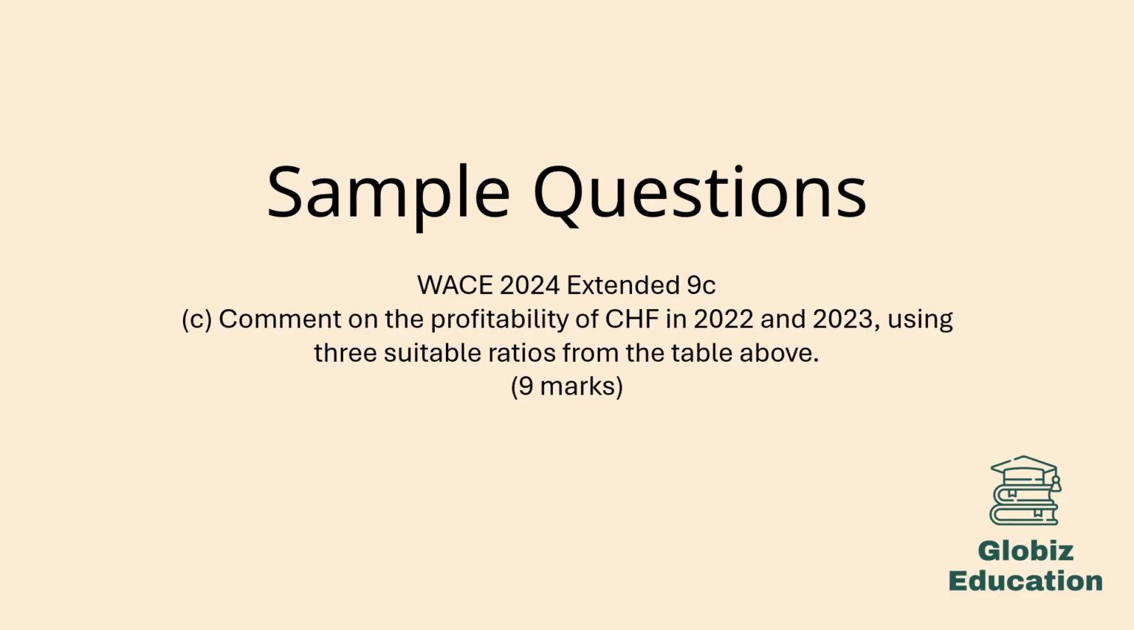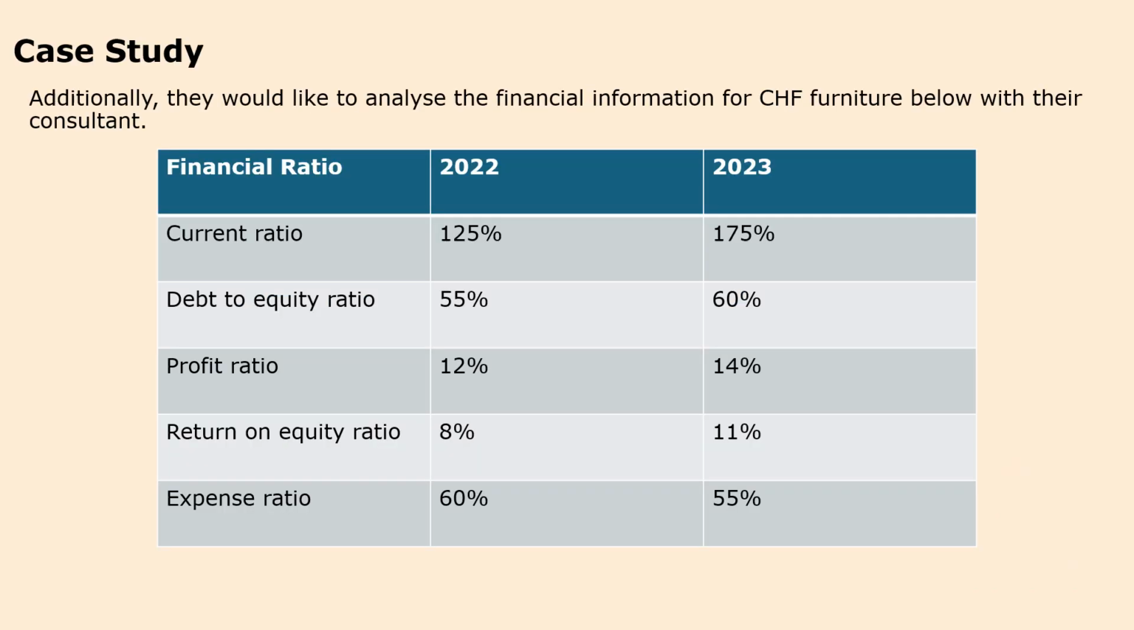But if you looked closely at the question, it was pretty easy to get 9 marks, because all you are doing is simply commenting on the profitability of the business over 2 years. Not hard at all if you have a bit of an understanding, and the students who did do the question really smashed it because it's pretty easy.